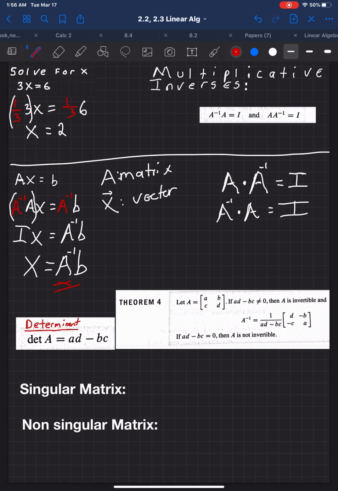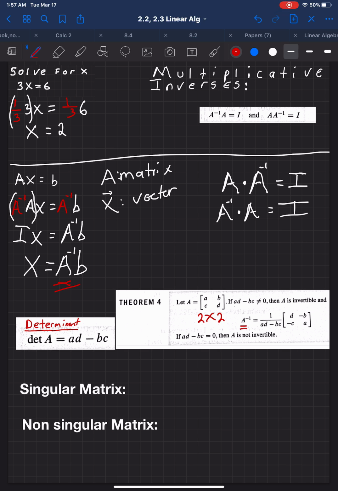So this question depends on the order, the dimension of your matrix. For example, if your matrix is a 2 by 2, then theorem 4, which I'll produce on another page, is the way that you can go about finding the inverse of matrix A. Notice they've established the entries as A, B, C, D, and here is your formula for finding its inverse.